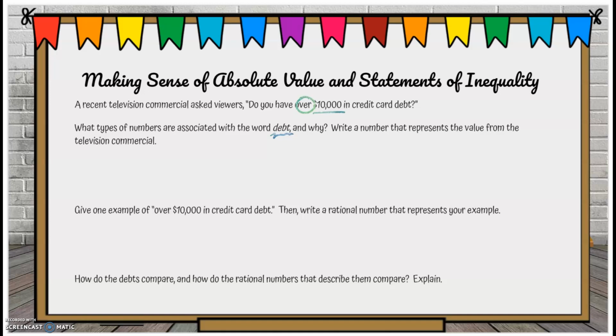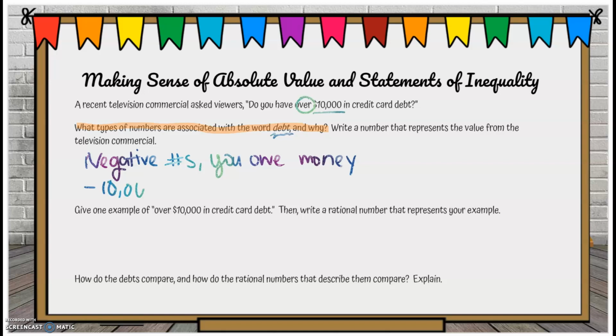So the types of numbers associated with the word debt would be negative numbers, because when you have a debt, you owe money. So the number that represents the value from the television commercial would be negative 10,000.